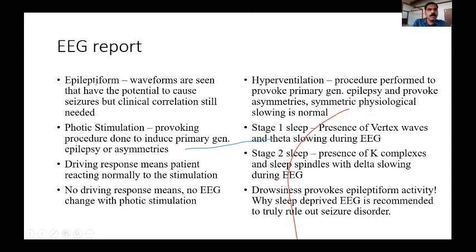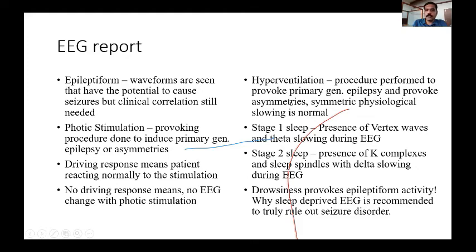When you see the report, you always look for epileptiform activity. Epileptiform waves mean they have the potential to cause seizures, but clinical correlation is very important. You do photic stimulation and look for the response. It can be positive in a primary generalized epilepsy, or it can trigger asymmetries. You can look for photic driving, which means the patient shows a normal response to photic stimulation. No driving means there is no response. After hyperventilation, we can get epileptiform discharges in primary generalized epilepsy like absence epilepsy, and sometimes it can evoke asymmetries or slowing also.